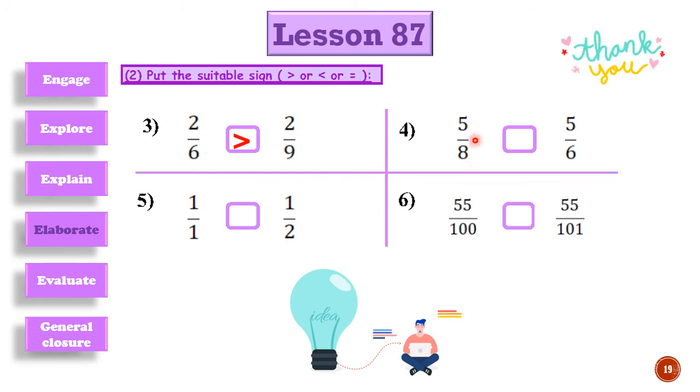Here we have 5/8 and 5/6. Look at the denominator. Here we have 8 and here we have 6. When the number in the denominator gets smaller, the value of this fraction gets bigger. Then 5/8 is smaller than 5/6. Awesome. Let's go to another one.